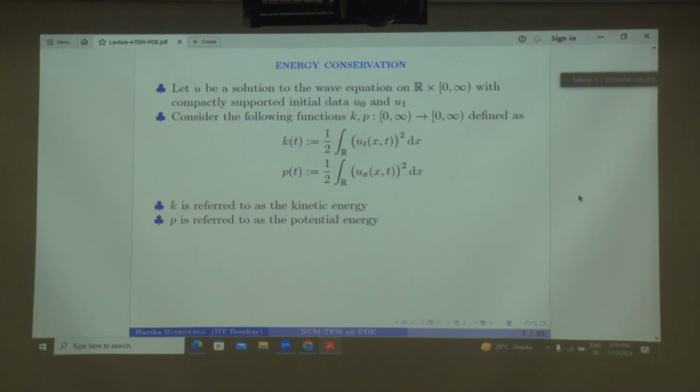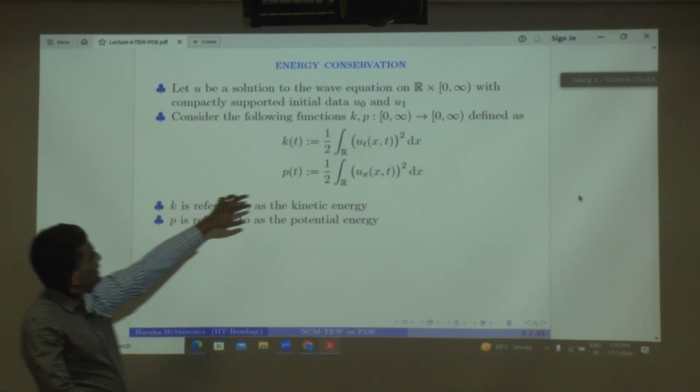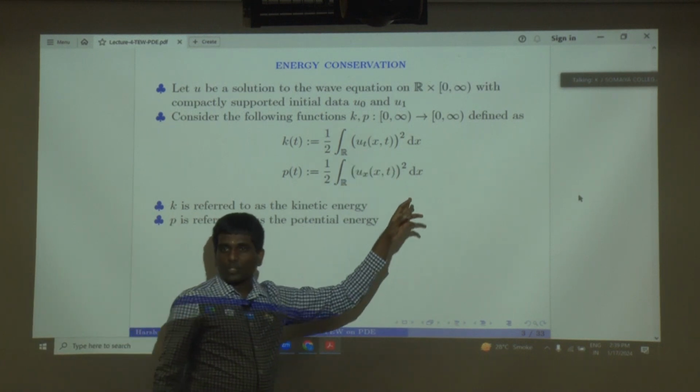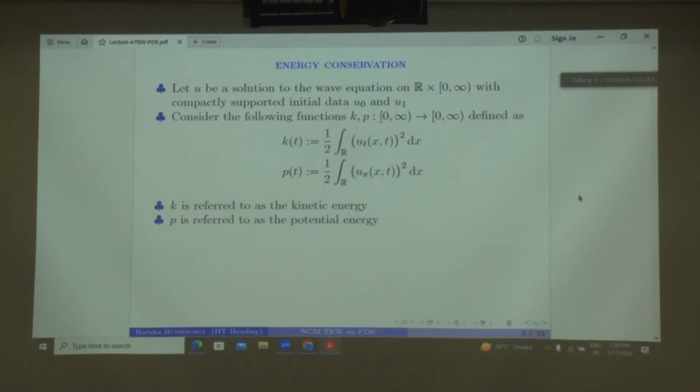If you remember the way we proved this triangle, this causality principle, we were actually integrating these fellows only. This ut square and ux square were integrated on these intervals, right? At every time t we were integrating. Some of these are all interrelated.